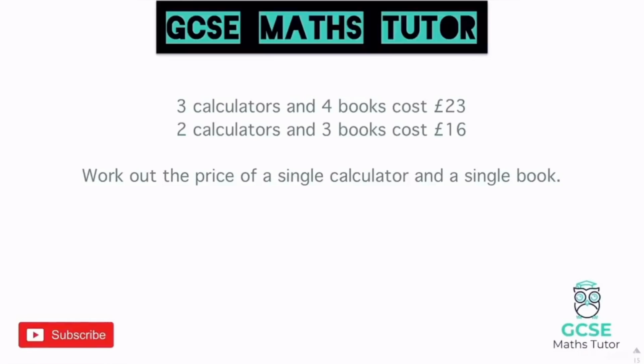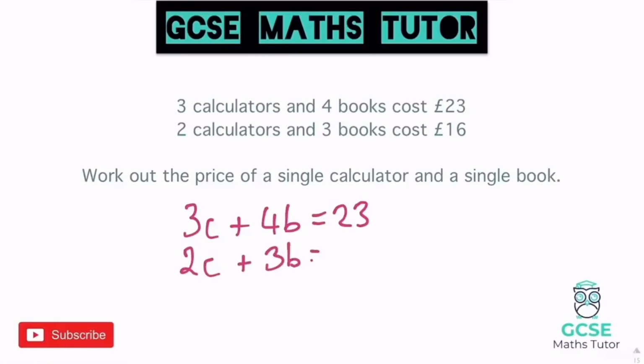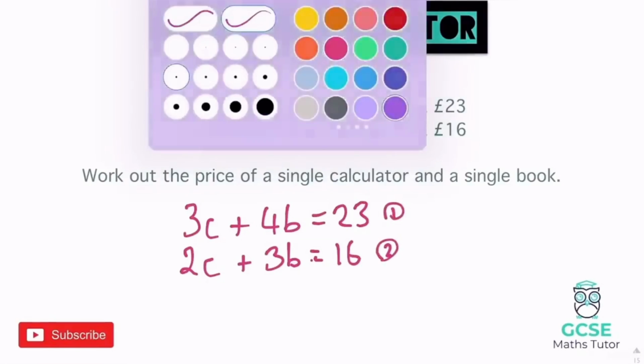We've got 3 calculators and 4 books cost £23. Well, let's just call the calculator C, so 3C, plus 4 books, let's call that B, equals 23, and we've got an equation there that looks similar to the last question. The next statement, we've got 2 calculators, so 2C, add 3 books, so 3B, equals 16. There we go, so we've got again an equation 1 and an equation 2. Now we've got to follow that same process as before.